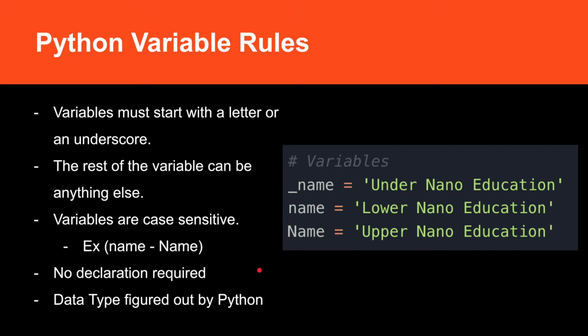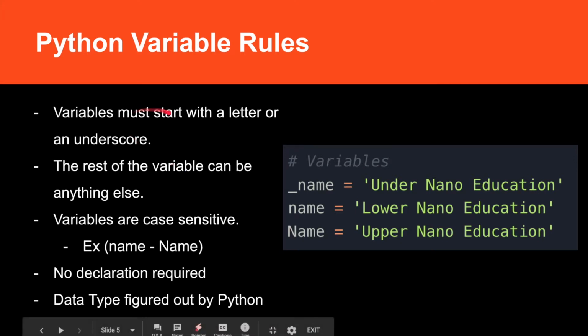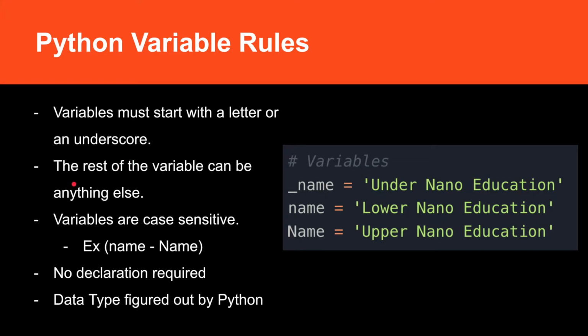So before we move on to variables, I just want to quickly talk about the Python variable rules. So there are definitely rules we need to follow. And just like in JavaScript, we do have rules, but Python rules are a little different. Alright, so variables must start with a letter or an underscore. That is a must. The rest of the variable can be anything else.